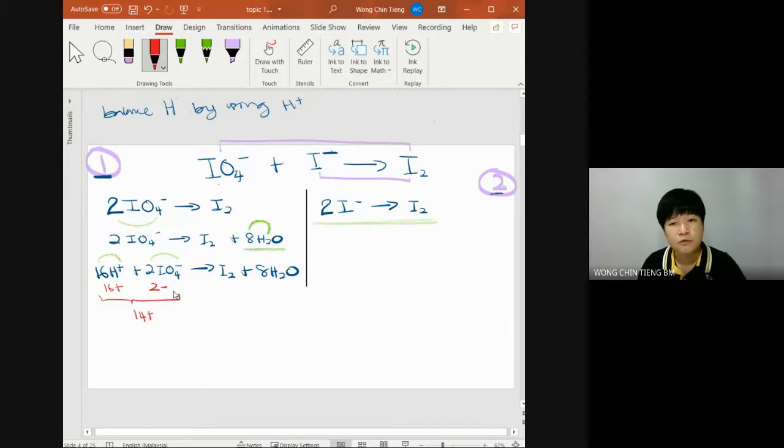Okay? We are going to balance the charge, ladies and gentlemen. Therefore, the charge is very important. Apa-apa yang tak ada charge akan jadi kosong. IO2 kosong, 8H2O kosong. Okay? So the total on the left and on the right over here is 0.